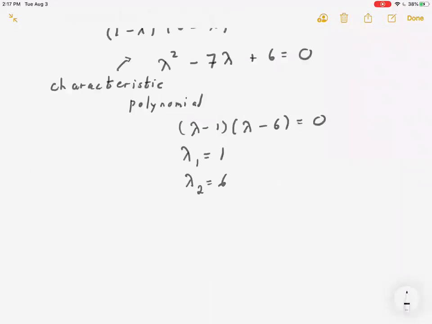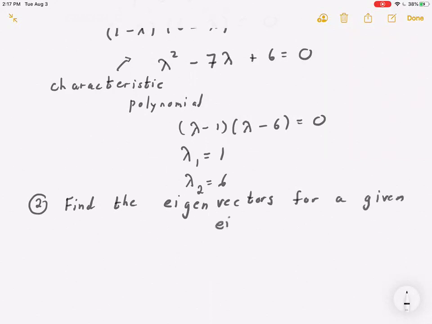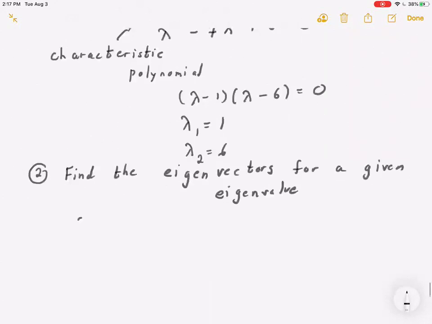So the next thing I need to do is find the eigenvectors for a given eigenvalue. Okay, so let's start with lambda sub 1. I should point out again, it doesn't matter whether you call lambda sub 1, 1, or 6. You're going to get the same results when everything is said and done.